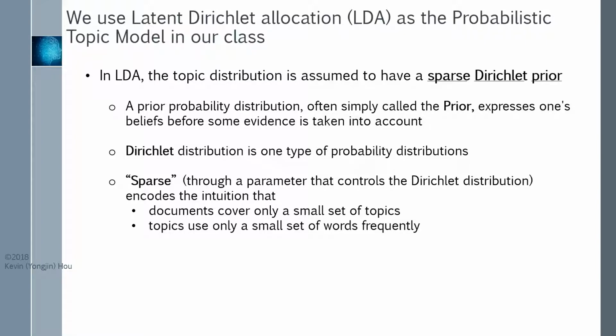There are two parameters to control the Dirichlet prior distribution. They are alpha and beta correspondingly, and we'll see that later. In practice, we often set alpha less than 1 and beta much less than 1. That kind of setting will provide us the sparse prior for the Dirichlet distribution.